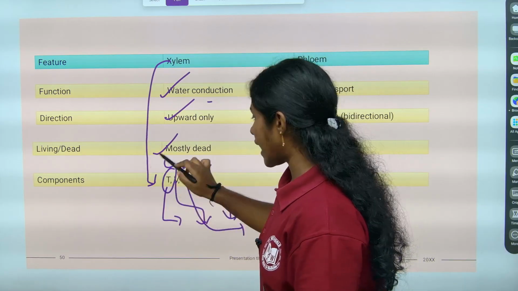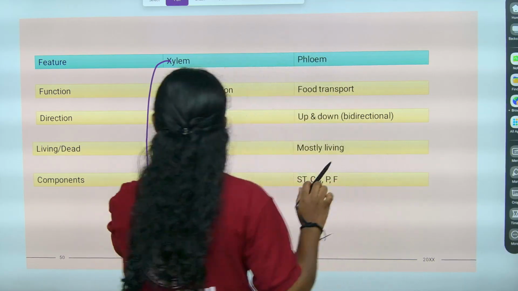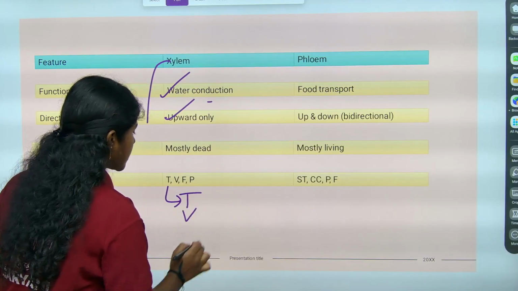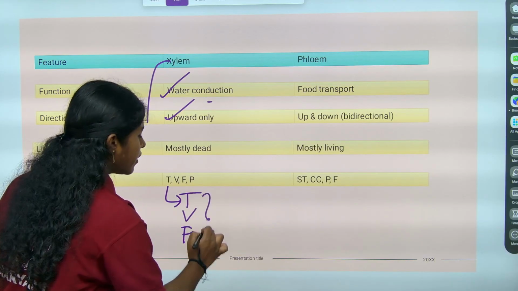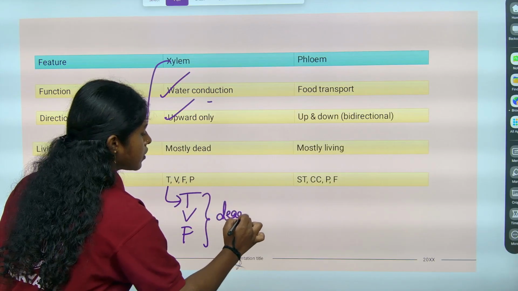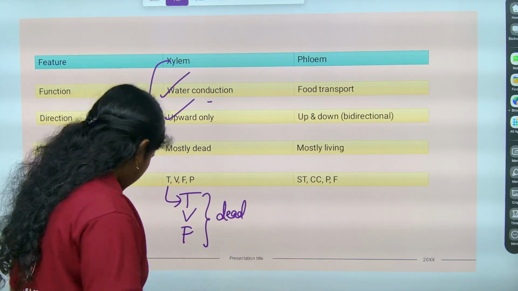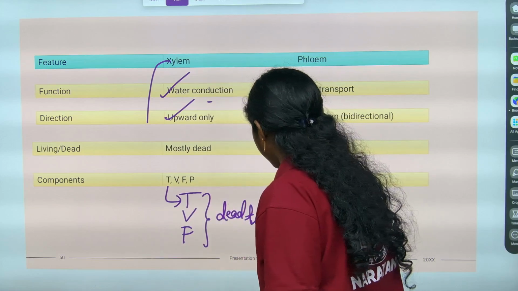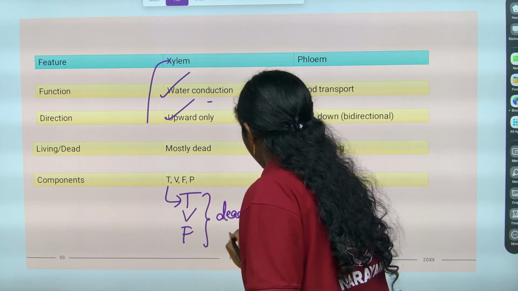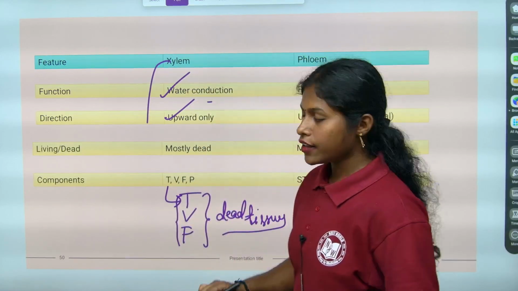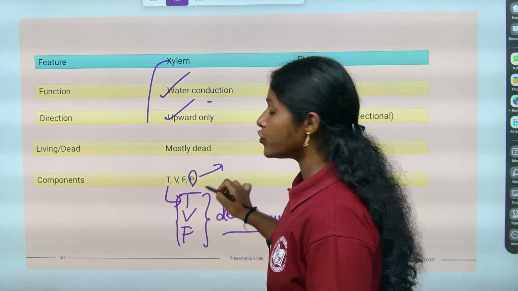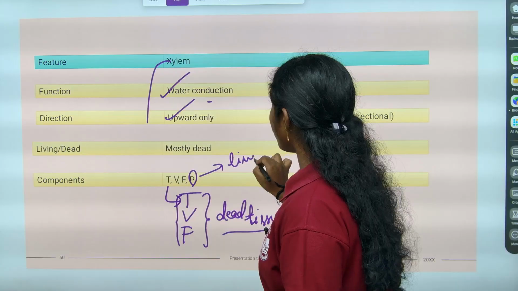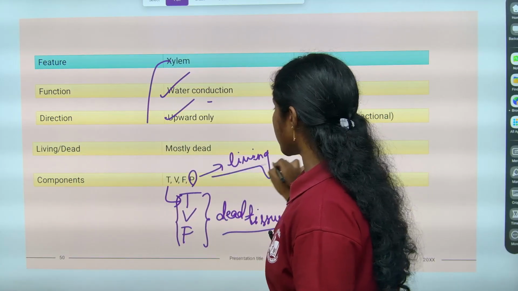So here the tracheids and also vessels and also fibers are dead tissues. That is why it is mostly, almost, dead tissue. Xylem parenchyma is a living tissue. We all know that parenchyma is a living tissue, right, children. I hope you are all clear about this, right.